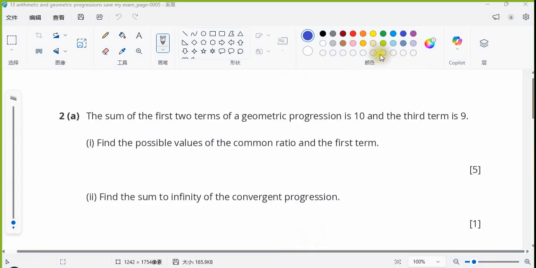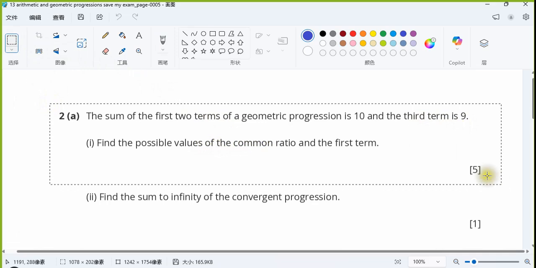Question number 2. The sum of the first two terms of a GP is 10 and the third term is r. Find the possible values of the common ratio and the first term.